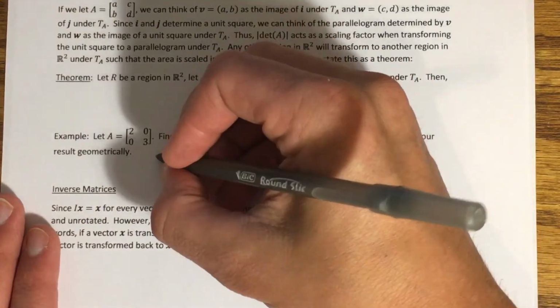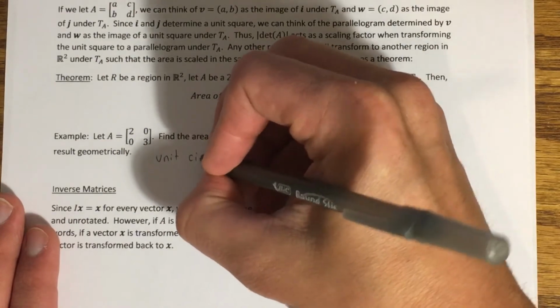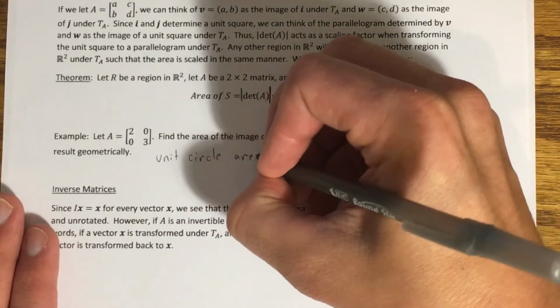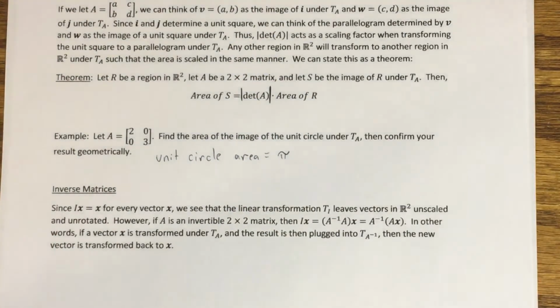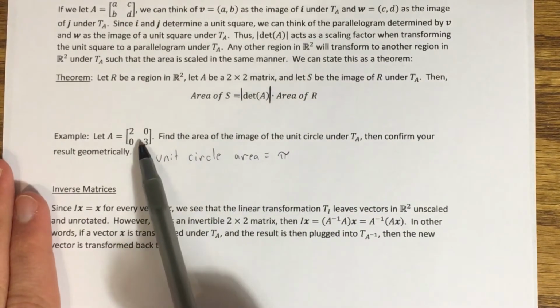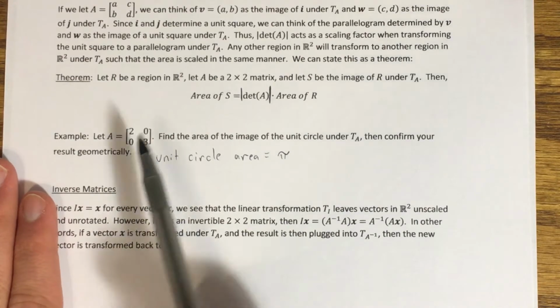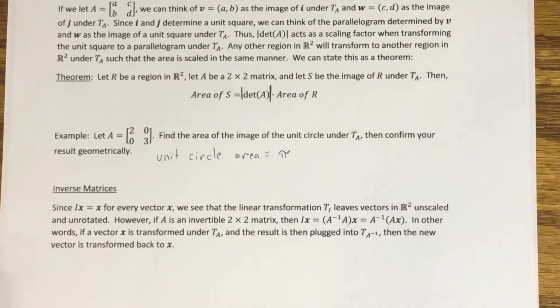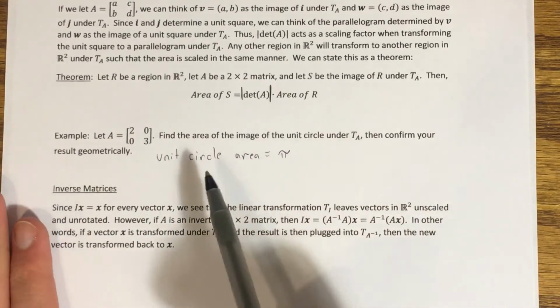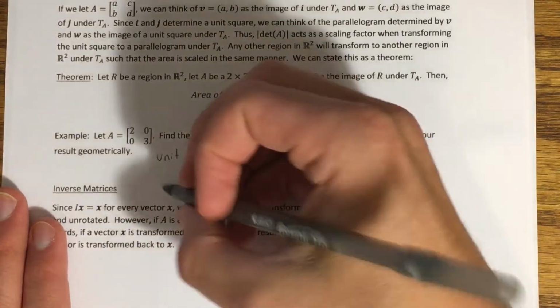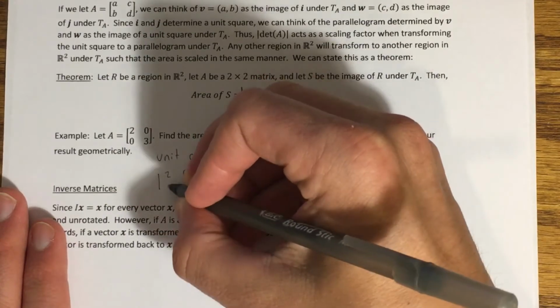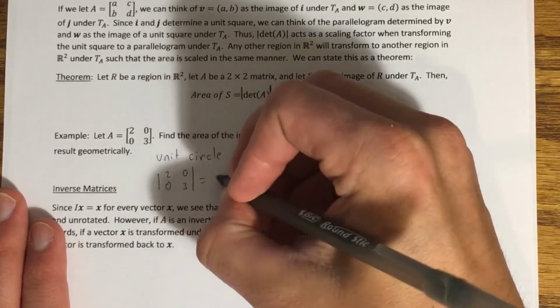Well, first of all, the unit circle has an area equal to pi times 1 squared, which is just pi. That's the area of a unit circle, right? According to this theorem, if I transform this circle using this linear transformation, which we're going to show stretches that circle into an ellipse, then the area of that ellipse can be found by simply multiplying the area of my circle times the determinant of this matrix. So what is the determinant of that matrix, 2, 0, 0, 3? Well, it's just 6.